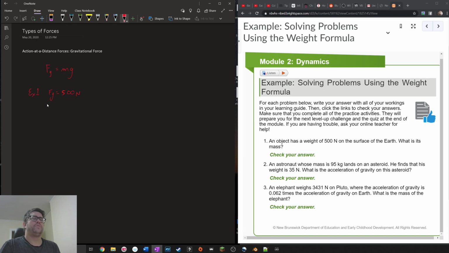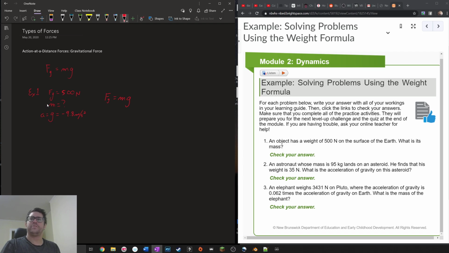An object has a weight of 500 Newton on the surface of Earth. What is the mass? Mass is unknown, and the acceleration on Earth is g, minus 9.8 meter per second square. So basically, we would write Fg equals mg. Again, my g here is not small enough. I want to give you an example. Fg, like this, is equal to m times g.